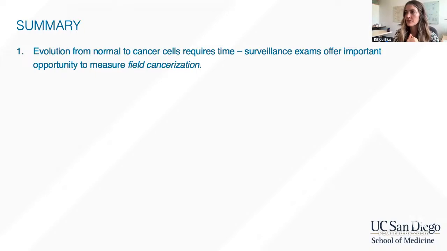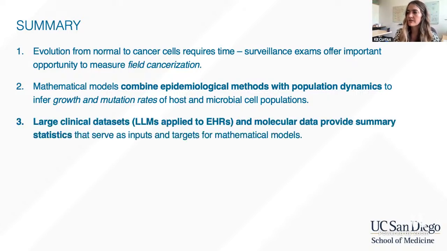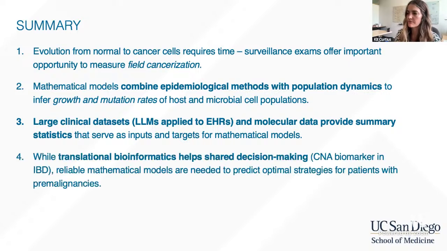Okay, so in summary, evolution from normal to cancer cells requires time. These surveillance exams are what we've been utilizing to measure things like field cancerization. Mathematical models can combine epi and population dynamics to infer things like growth and mutation rates. We've been looking at host cell populations, but also microbial cell populations. We've been applying LLMs and EHRs to get summary statistics out from an epi level, but also molecular data can serve as inputs and targets for math models.